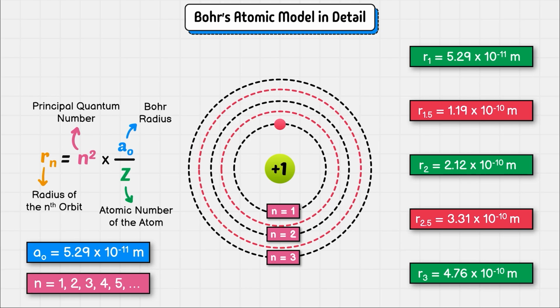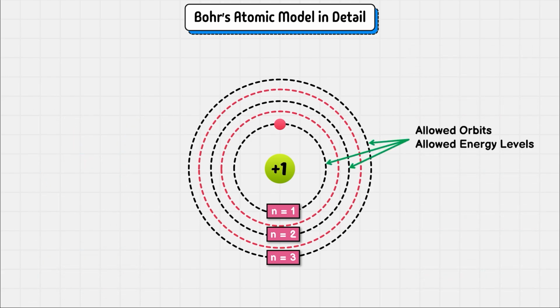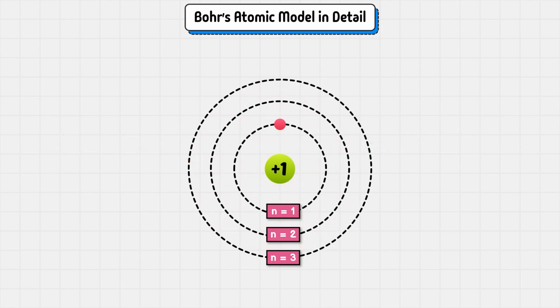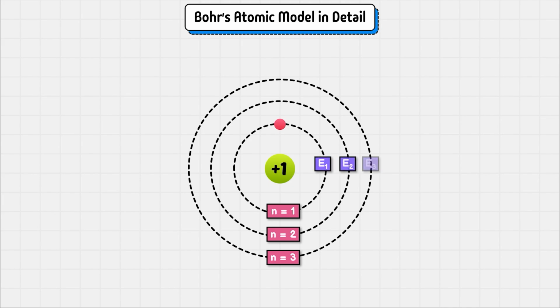All the orbits in an atom where electrons can revolve are called allowed orbits, or allowed energy levels. Orbits other than these are called forbidden orbits, or forbidden energy levels. Because of these orbits of quantized radii, electrons in these orbits will also have quantized energy, as they are now only able to revolve at certain fixed distances from the nucleus. And as long as an electron stays in its orbit, it maintains that energy.